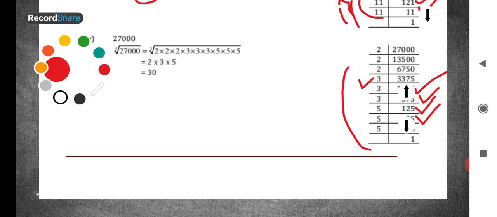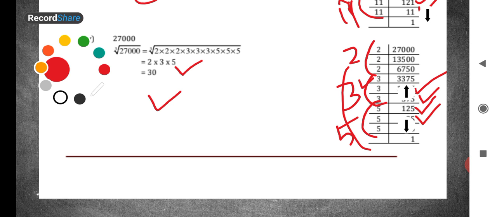So how many pairs do we have here? We have 1 pair of 2s, so for this we will write one 2. Now again 3, 3, 3. For this we will write only one 3 because we are making triplets. Now again 5, 5, 5 are there, so for this you will write one 5. So 2 into 3 into 5 is equal to 30. So 27,000 is the cube of whose number? 30. Okay, 30.